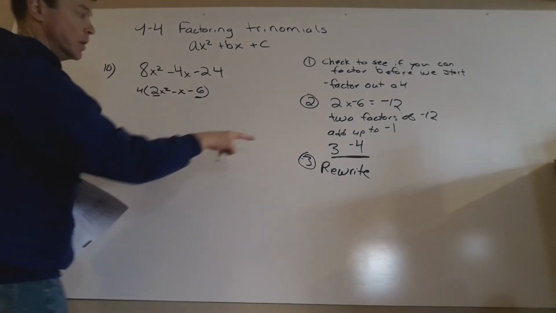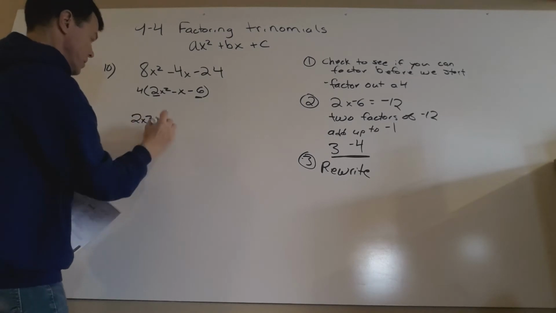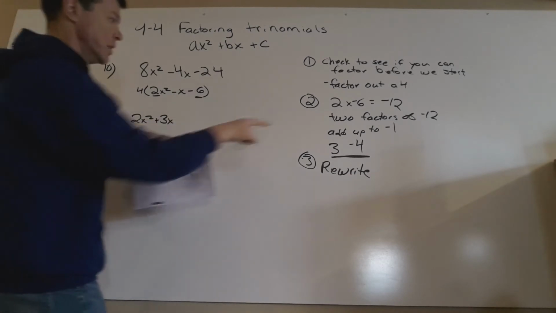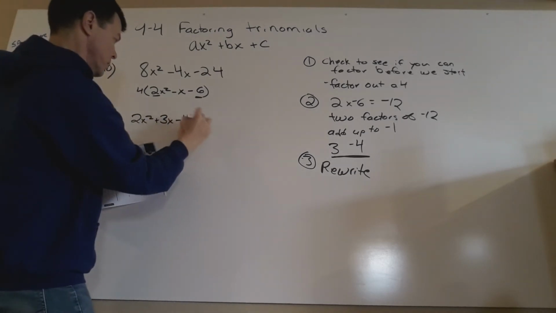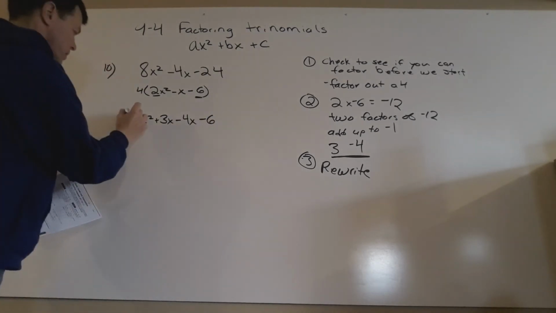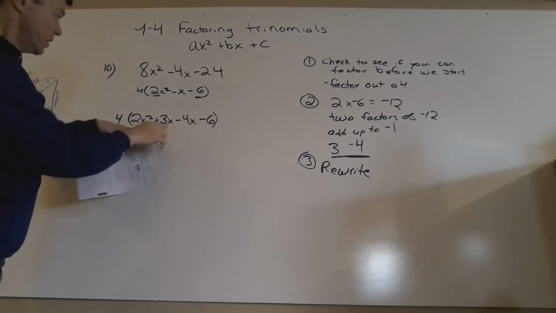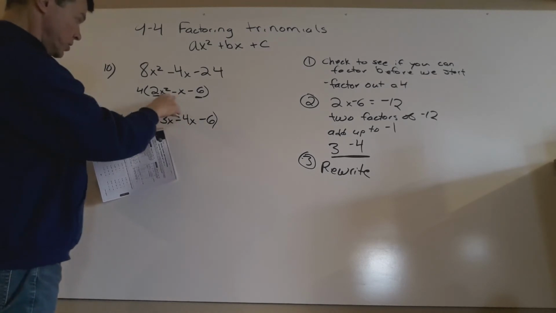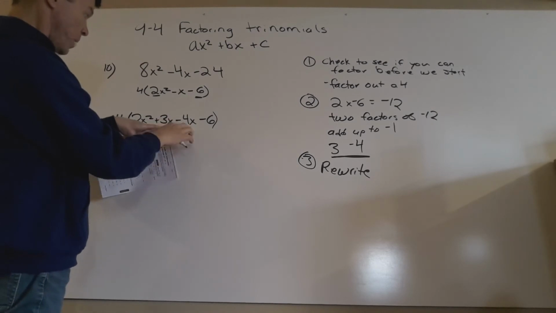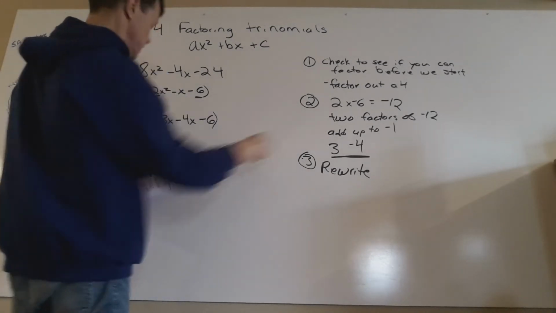3 and negative 4. So 2x squared plus 3x minus 4x minus 6. Keep your 4 here because that's still part of that. All right, here we have. We just broke up this middle term into a positive 3x and a negative 4x. If I combine those, I have my negative x. This makes this second step so much easier.